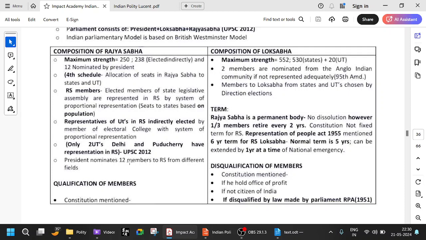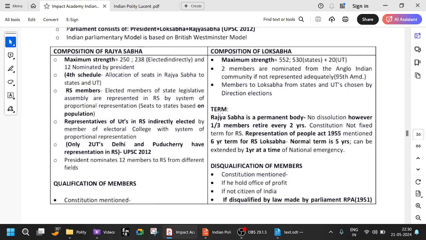Now because Jammu and Kashmir also is a UT and it has an elected government, maybe it also has representation in RS. Okay, the President nominates 12 members to Rajya Sabha from different fields. We've seen science, art, literature, and social service. If you look at the Lok Sabha, 552: 530 from states, 20 from UT, 2 from the Anglo Indians, 95th Amendment Act.